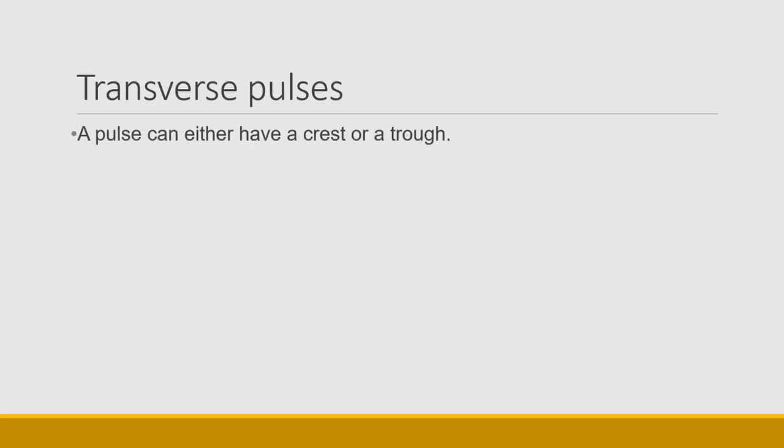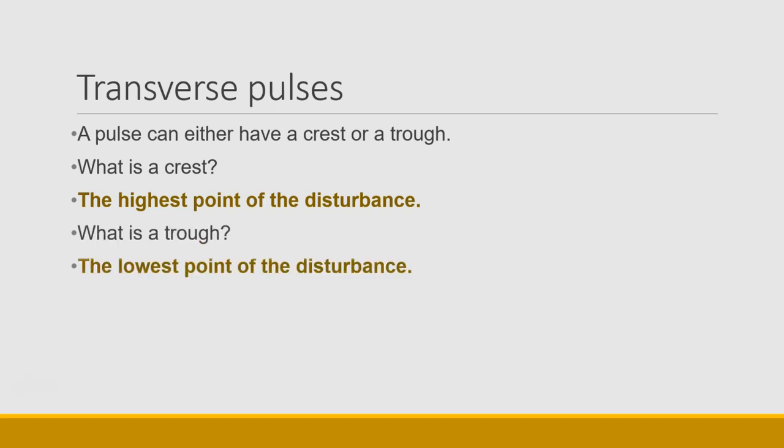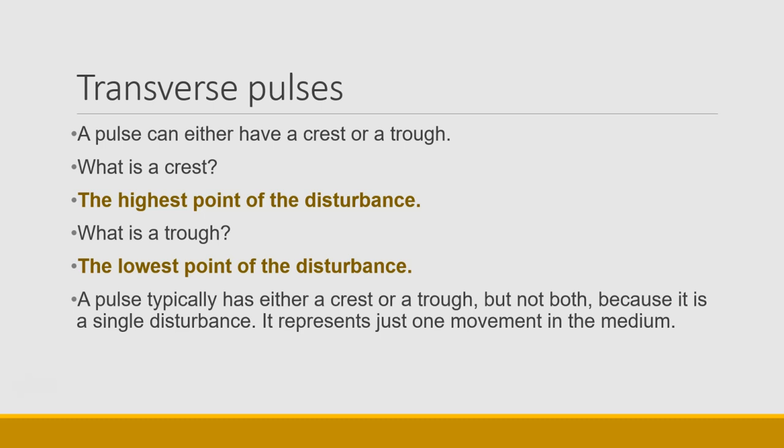Now, a pulse typically has one crest or one trough. What is the crest? A crest is the highest point of a disturbance, whereas a trough is the lowest point of the disturbance. So a pulse typically has either a crest or a trough, but not both, because it is a single disturbance. It is just one movement through the medium.